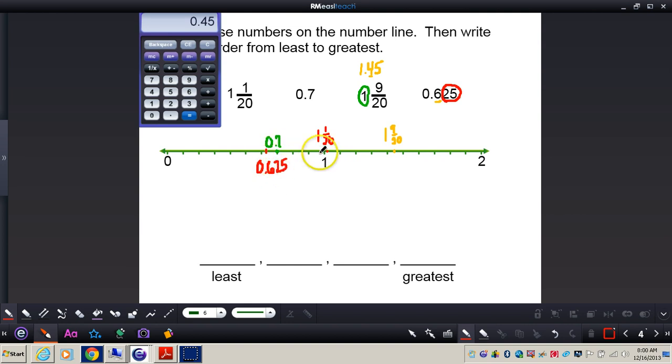Now that I have these numbers written on my number line, I can order them from least to greatest, and you can see I have them written down at the bottom here: 0 and 625 thousandths, 7/10, 1 and 1/20, and also 1 and 9/20. So the real key tip of the day is you want to change your fractions to decimals. If you're not quite sure, then you can order them from least to greatest. If you have any questions about this concept, please come and see me.